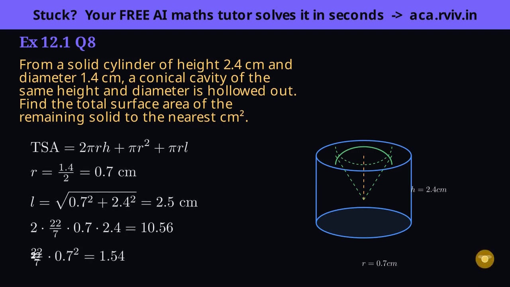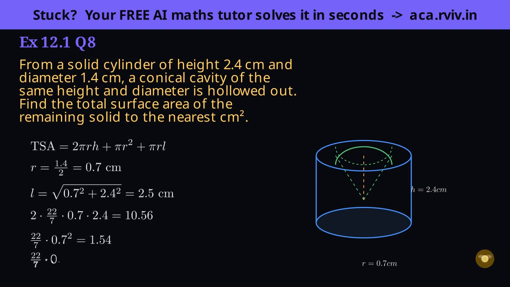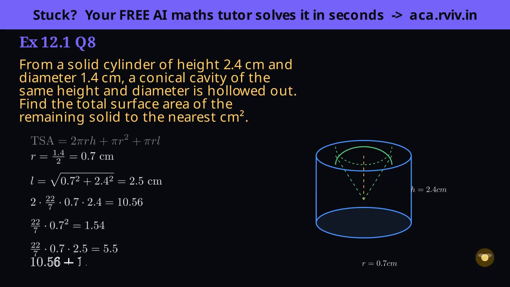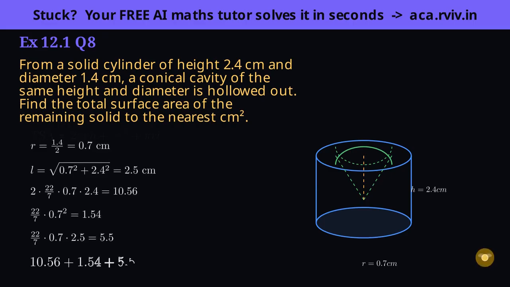And the new surface, the hollow cone's curved inside, is now exposed skin, pi r L, 5.5 square centimeters. Add the three parts, wall, bottom, inner slope, 17.6, which rounds to about 18 square centimeters.